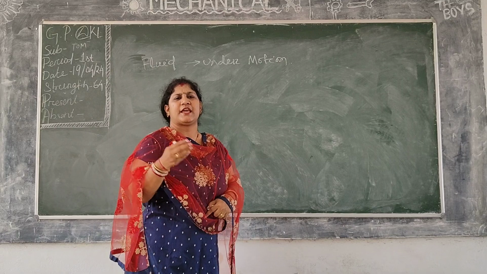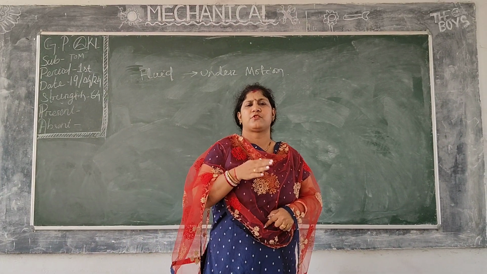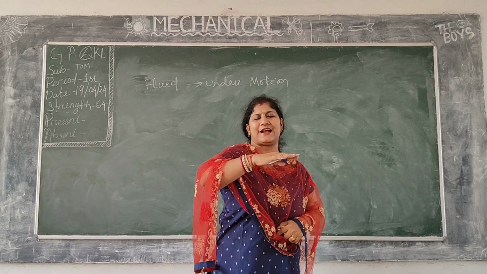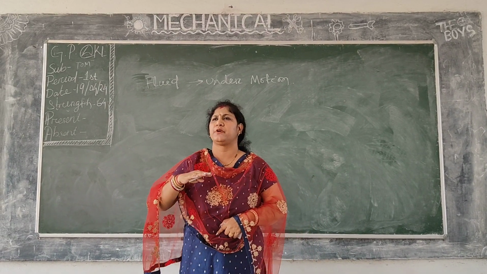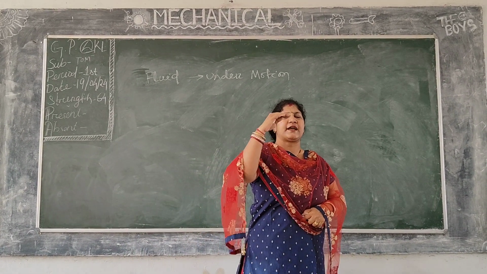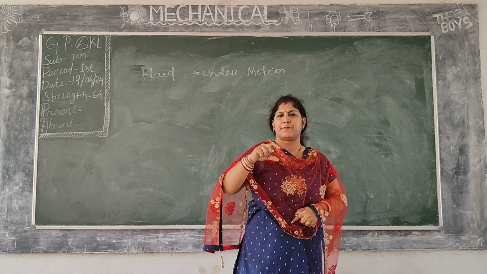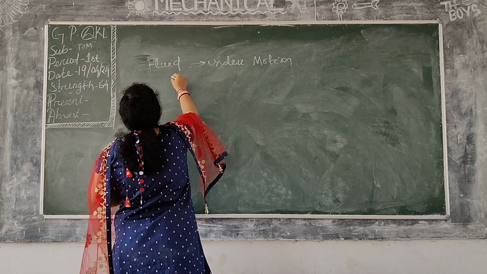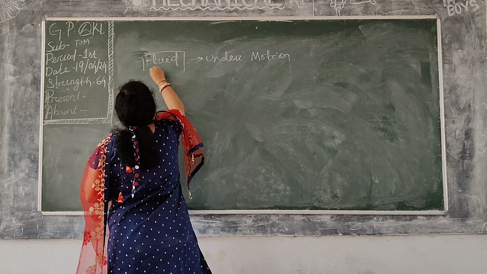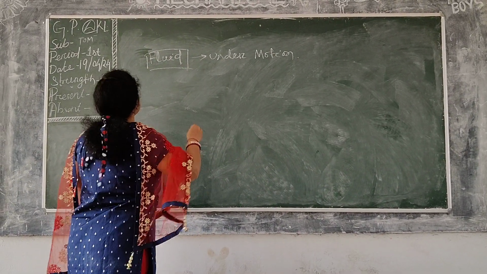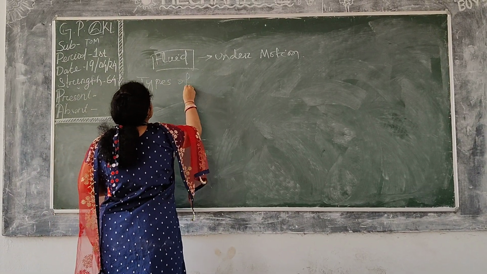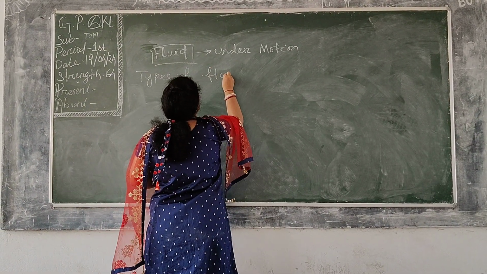As we saw in previous cases, we have learned how fluids are stable at different heights, how fluid is stable inside some pipe or something. But now we will go for fluid motion. So fluid motion is of different types. So let's go for types of fluid.